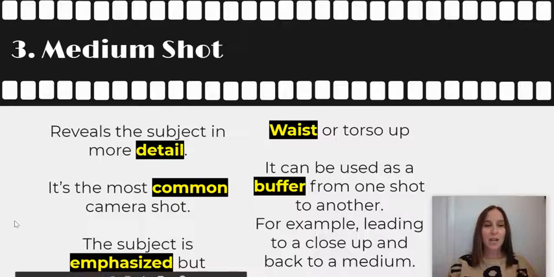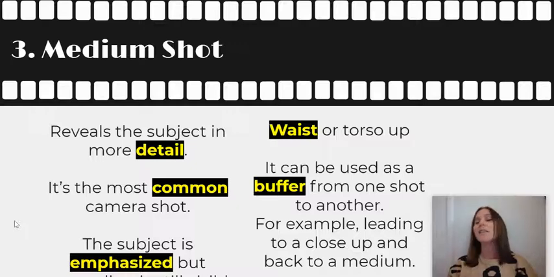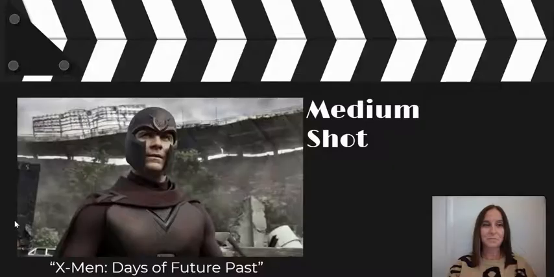A medium shot reveals the subject in more detail. It is the most common camera shot. The subject is emphasized, but the surrounding is still visible. Normally, it's from the waist or the torso up. It can be used as a buffer from one shot to another. For example, if you're going from a close-up and back to a medium shot, that would be a buffer in between.